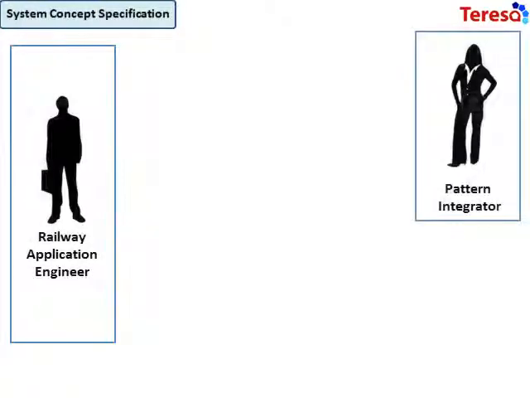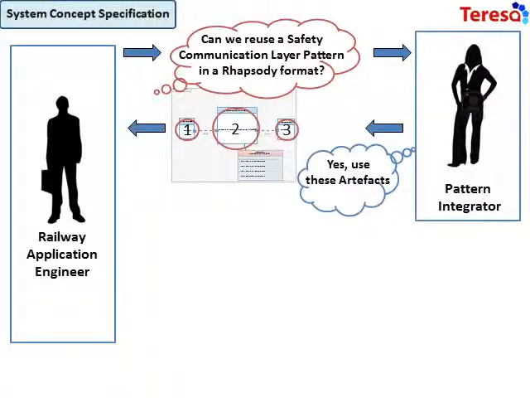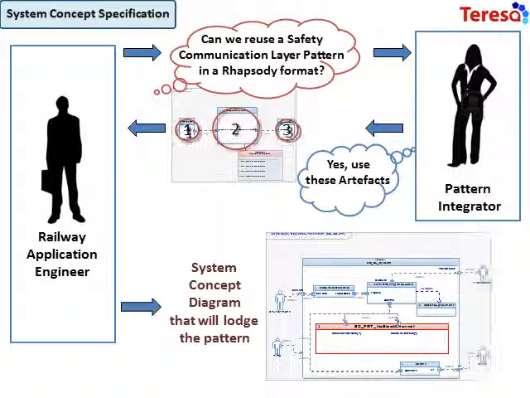The railway application engineer has to provide a system concept diagram with the Rhapsody tool. He has interacted with the pattern integrator because he wants to reuse the safety communication layer pattern. The pattern integrator provides the pattern artifacts of the safety communication layer in Rhapsody format. She uses the pattern instantiating tool to extract and import the artifacts. The railway application engineer provides a Rhapsody system concept diagram which uses the pattern. This approach is replicated in each phase of the process where patterns can be involved, from the system concept specification to the validation of the resulting product.